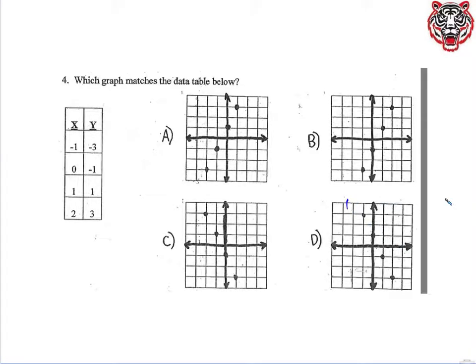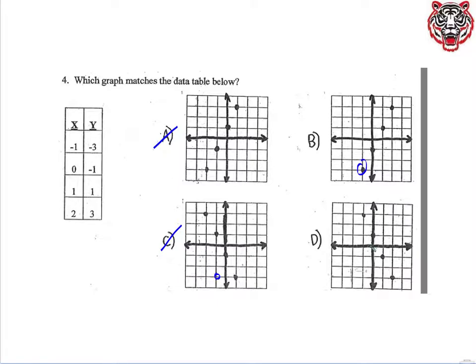All right, so this is number 4. Which graph matches the data below? All right, so x is -1, y is -3. So let's go -1, -3. Nope, it's not A. I go -1, -3. There it is. Okay, it could be B. -1, -3. I'm looking for a point here.